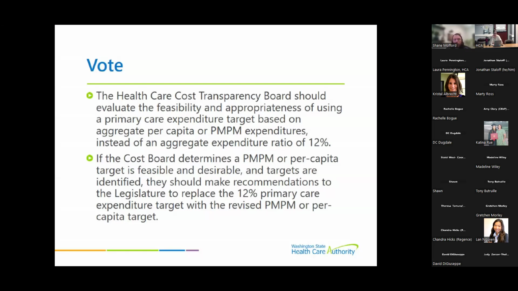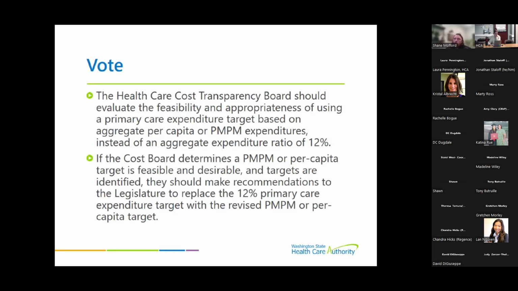But our straw model, so just giving you something to react to based off of the lessons learned from Rhode Island. The Healthcare Cost Transparency Board should evaluate the feasibility and appropriateness of a primary care expenditure target based on aggregate per capita or PMPM expenditures instead of an aggregate expenditure ratio of 12%. And then the second piece of this, if the cost board determines a PMPM or per capita target is feasible and desirable and targets are identified, they should make that recommendation to the legislature to replace what's currently codified. So to replace the 12% primary care expenditure target with the revised PMPM or per capita target.